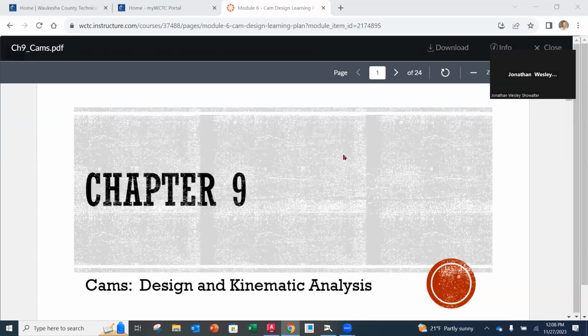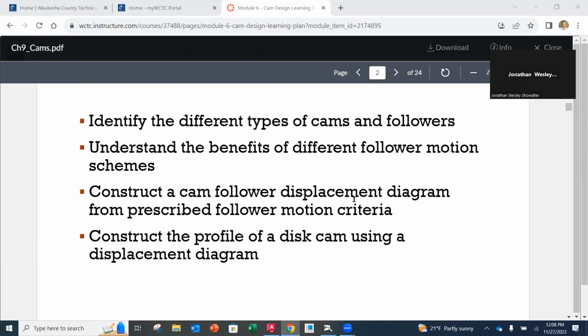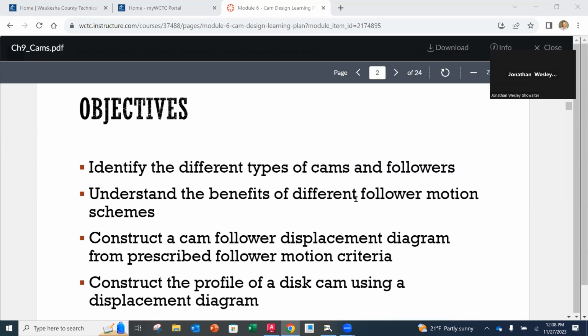Okay, so we're going to be moving into CAMs. We're going to be looking at designing CAMs and also the kinematic analysis of those, and that's what Chapter 9 is dedicated to. Our objectives for this chapter are first and foremost to identify the different types of CAMs and followers that are out there.